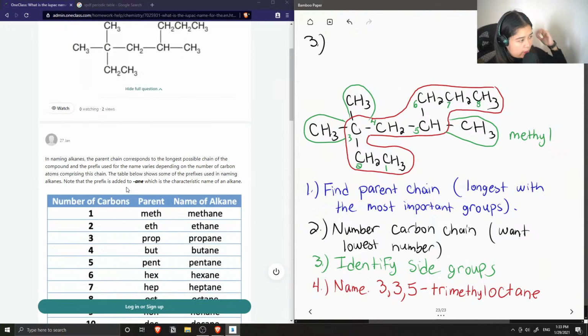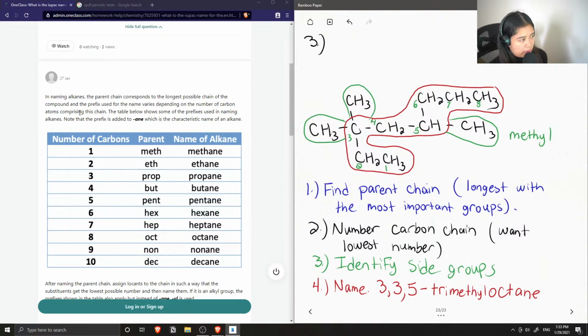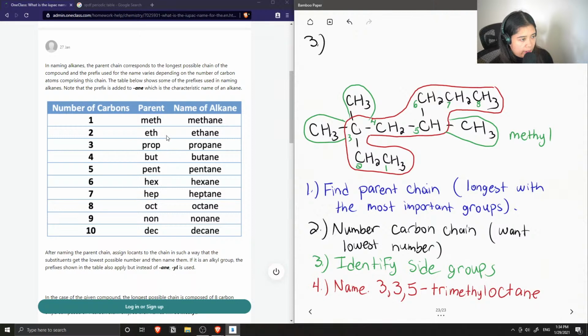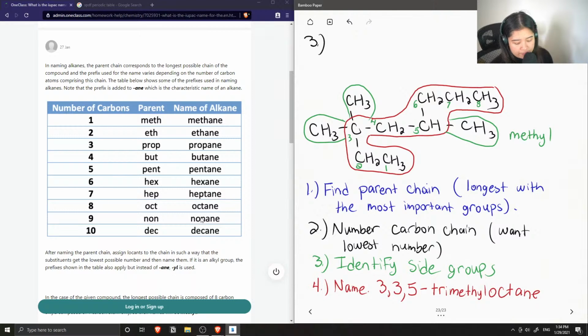Okay, so the junior tutor said that in naming alkanes, the parent chain corresponds to the longest possible chain of the compound, and the prefix used for the name varies depending on the number of carbon atoms comprising this chain. The table below shows some of the prefixes used in naming alkanes. Note that the prefix is added to ane, which is the characteristic name of an alkane. So alkanes are single bonded carbons. They summarize all the different parents you could have and the name of that alkane. So in our case, since we have 8 carbons, this is where the octane came from.